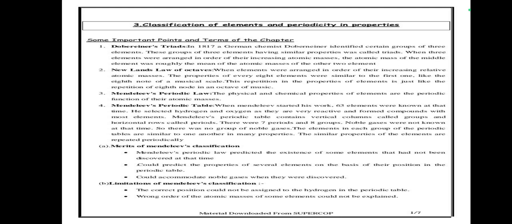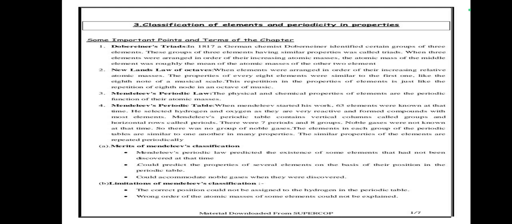Dobereiner triads. In 1817, a German chemist Dobereiner identified certain groups of 3 elements. These groups of 3 elements having similar properties were called triads. When 3 elements were arranged in order of their increasing atomic masses, the atomic mass of the middle element was roughly the mean of the atomic masses of the other 2 elements.